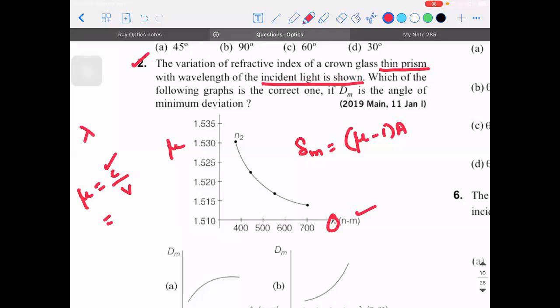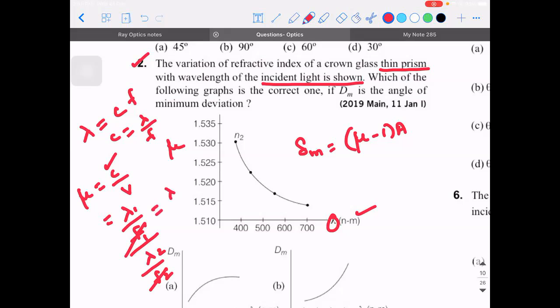See, distance is equal to speed into time. So speed will be equal to lambda divided by f. So lambda divided by f divided by lambda 2 by f 2. F and f will be the same because f is a characteristic of the wave. So you get lambda 1 by lambda 2.